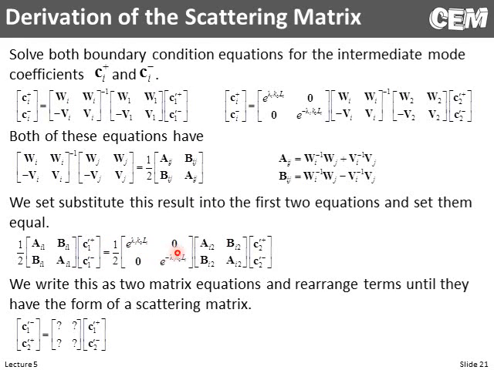Now what I like to do is take this matrix equation, write it as two separate equations, then change the order of the terms to bring C1 minus and C2 plus over to the left, and the C1 plus and C2 minus over to the right. Then we can write those two equations in block matrix form, and it turns out that will be our scattering matrix.